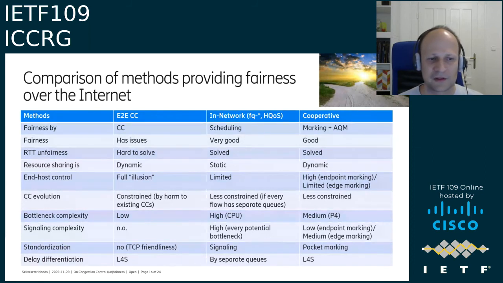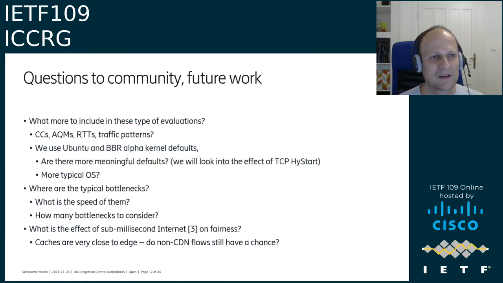Also, the end-to-end congestion control is the current state of affairs, so it doesn't require standardization. The in-network likely requires some signaling unless we are okay with per-flow fairness, basically. And the cooperative requires some kind of standardization for packet marking. So, questions to the community and future work.